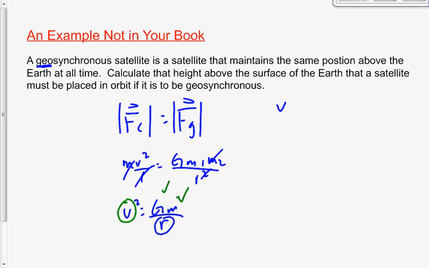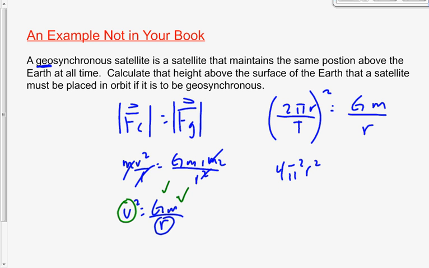Let's do this. Let's say 2 pi R over T, squared, equals GM over R. You see what I've done there? I don't know what R is. I couldn't find the value of V, but I do know the expression for V. It's 2 pi R over T. So let's plug in not the number for speed, but the expression for speed. Now, let's pull the squared inside the brackets here, distribute it here. So 2 squared is 4 times pi squared times R squared over T squared. Is that okay?